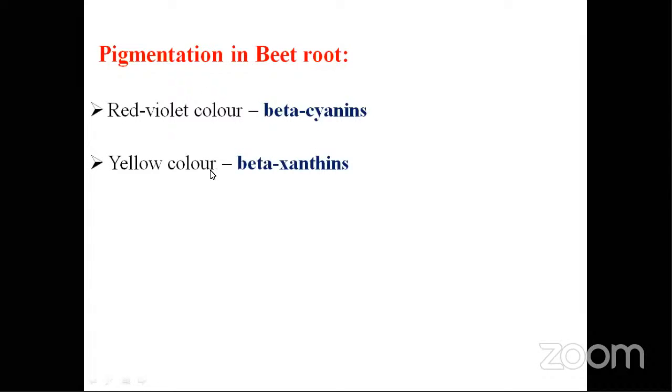Next, the pigments in beetroot. The red-violet pigments are due to betacyanins, and the yellow color is due to betaxanthins. Be very careful: xanthins are for yellow color, and red and violet are for betacyanins. One thing is very important: all these colors can come as bits. All those points which I have just said are actually bits only. These are the type of questions that come in the exam.